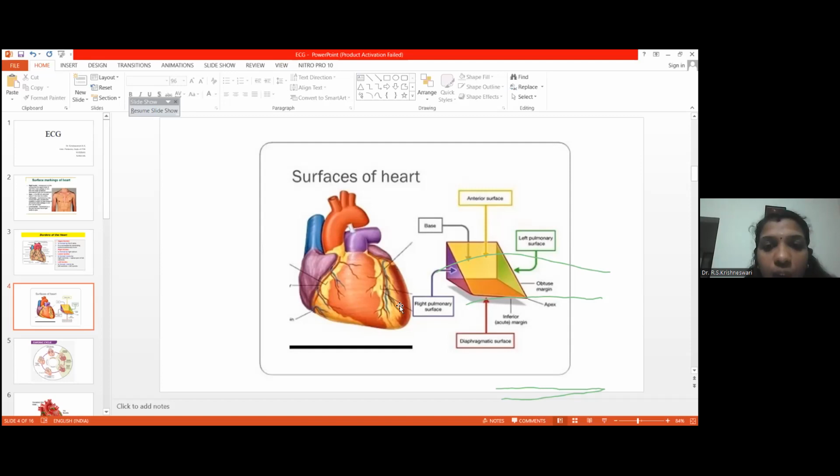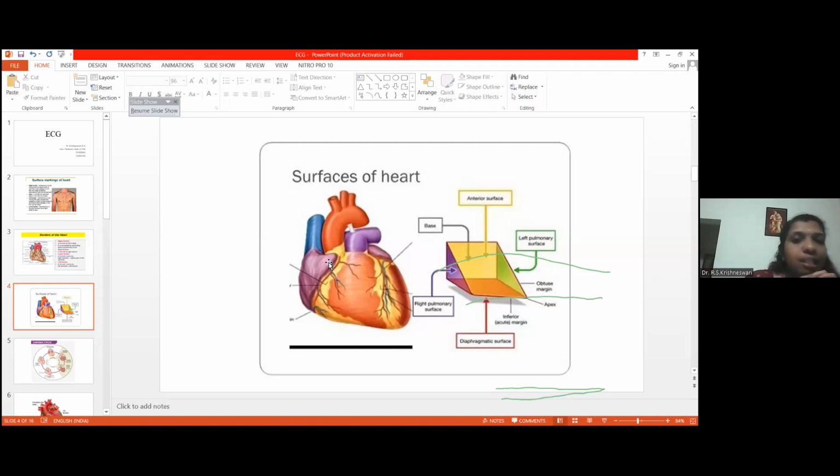The second surface is the apex. The apex is formed by the left ventricle. Next is the base. The base is present behind the sternocostal surface, opposite to the apex, and it is formed by the left atrium. It is here, behind the right atrium, on the opposite side of the apex.